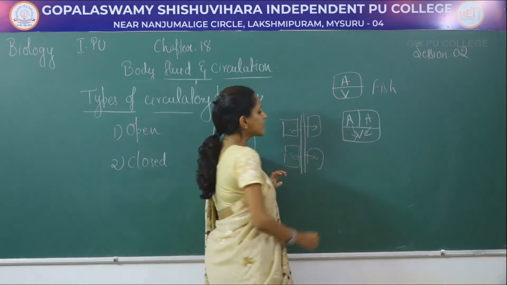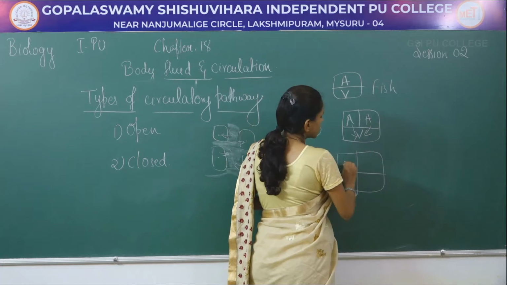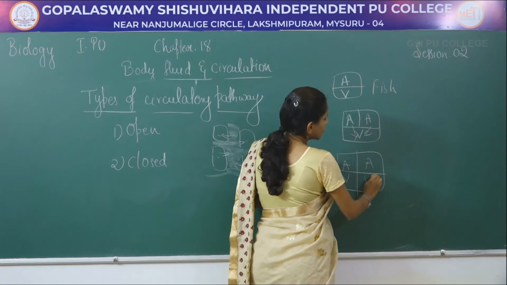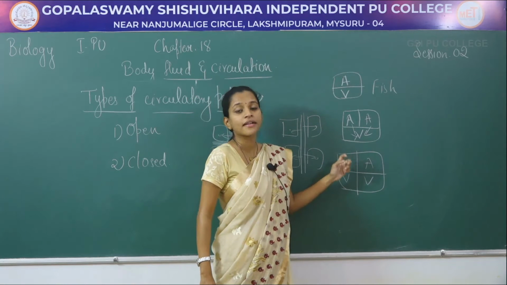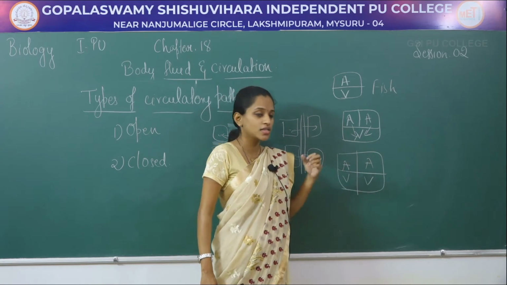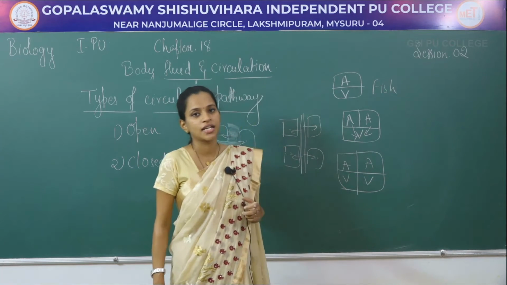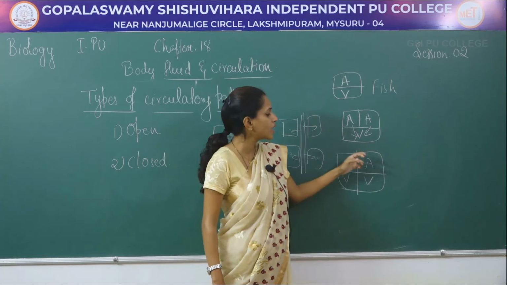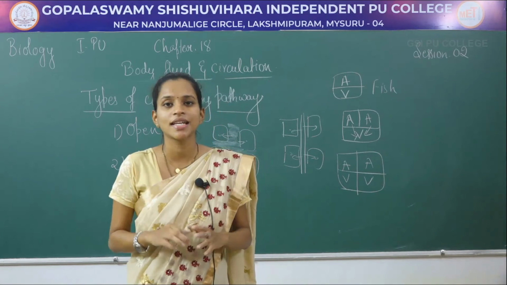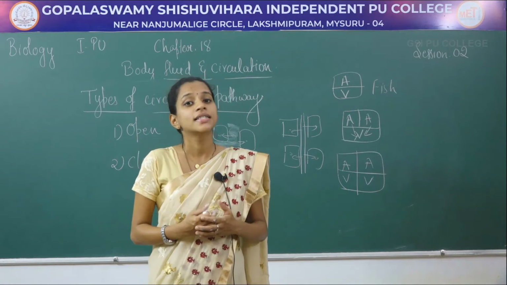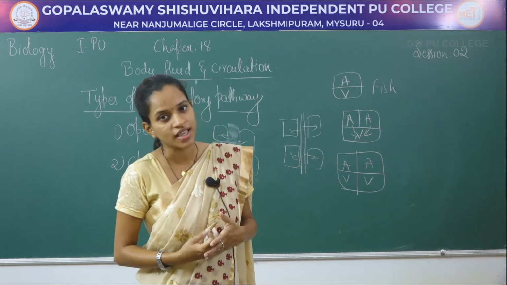So, the next one is aves and mammals. Aves and mammals normally have a 4 chambered heart, which includes 2 auricles and 2 ventricles. The right auricle and right ventricle carry the deoxygenated blood, and the left auricle and left ventricle carry the oxygenated blood. That means we get purely separated blood, so oxygenated blood can be taken up by the cells and deoxygenated blood goes to the lungs for exchange of gases.